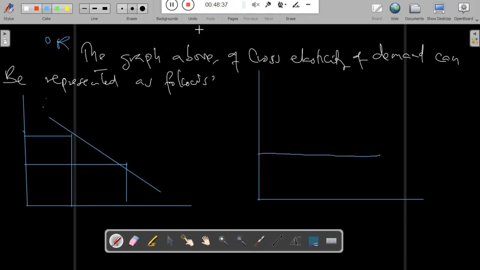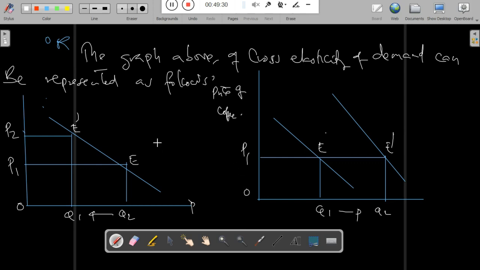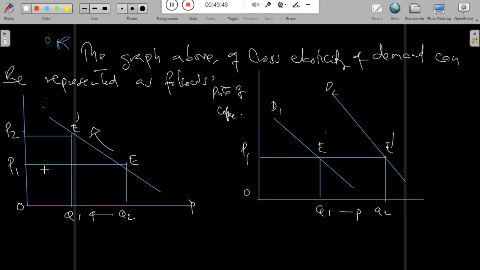Let's assume we have the left-hand side graph and the right-hand side graph. Suppose the left-hand side graph represents the quantity of tea, and the right-hand side represents the quantity of coffee. This means that whenever there is an increase in the price of tea from P1 to P2, this leads to a decrease in quantity demanded of tea, and consumers switch to coffee, whereby the price of coffee is constant at P1.